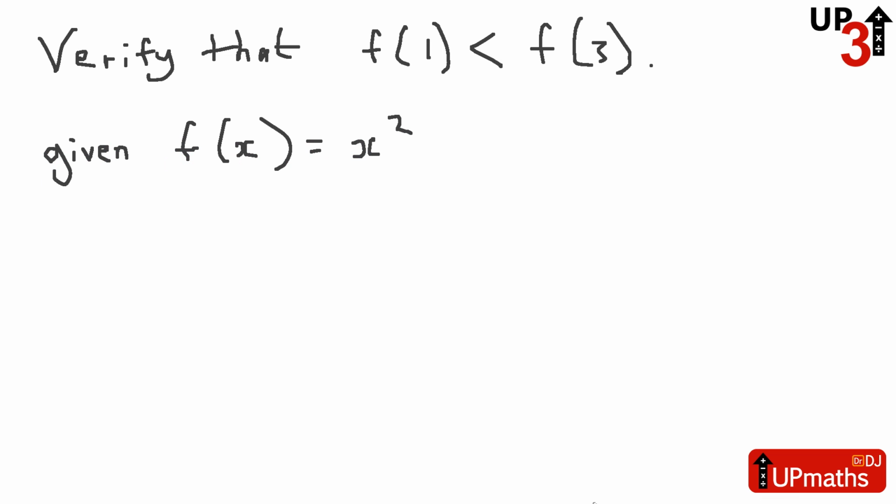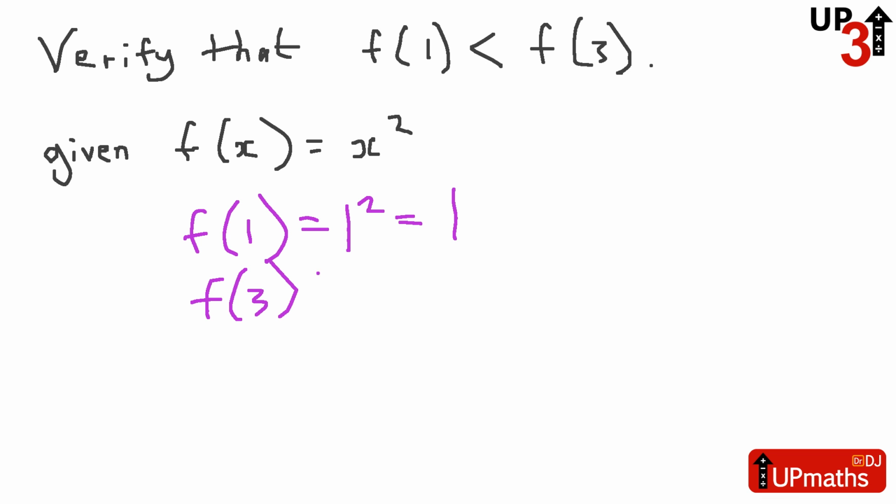This is a strangely worded question. Verify that f of 1 is less than f of 3. What does that mean? Well, I'm going to work out what f of 1 is. That's 1 squared, which is 1. F of 3, well, that's 3 squared, which is 9. Oh, well then 1 is definitely less than 9. Correct. So I have now verified it. That was what that question meant.